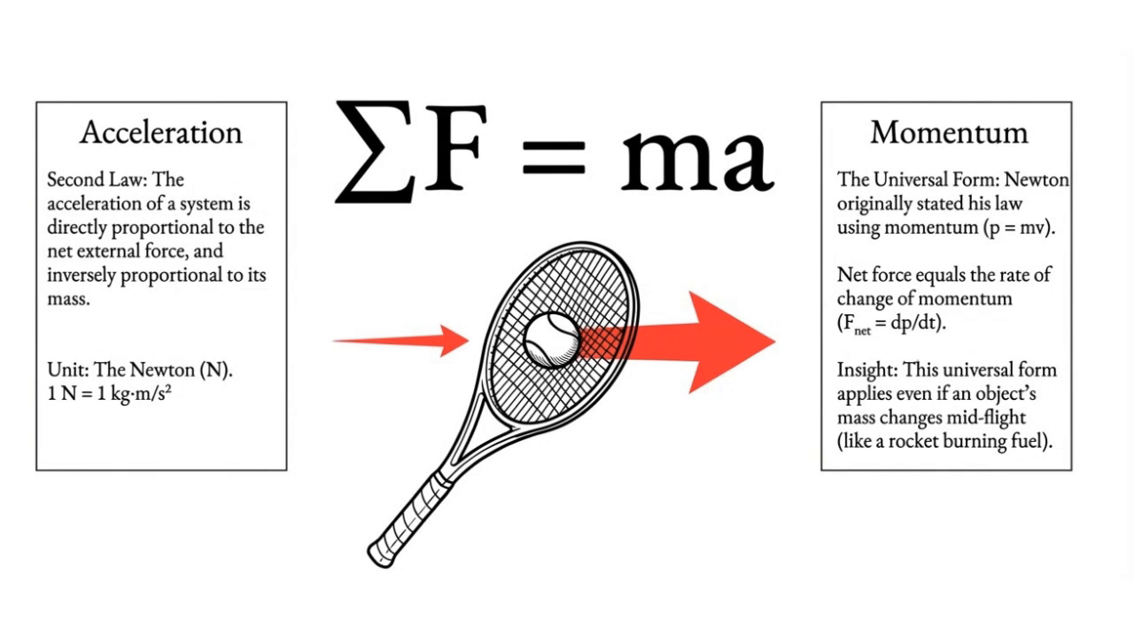On the right, we revisit the concept of momentum, which Newton initially used to express his law. Momentum is mass times velocity, and force can also be understood as how quickly that momentum changes over time. This perspective is especially useful because it works even when an object's mass isn't constant, like a rocket losing fuel as it flies. The image with the tennis racket hitting the ball illustrates how force causes a change in motion. Here, the ball speeds up when struck, demonstrating acceleration as a result of applied force.